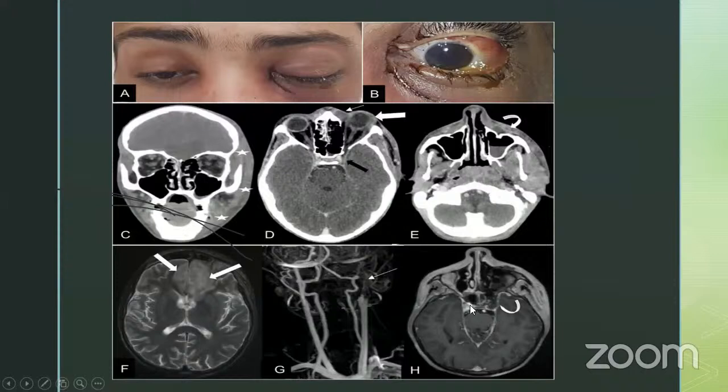In the same patient, we had cavernous sinus thrombosis. This is the normal cavernous sinus on the right side. On the left side, we don't see any enhancing normal cavernous sinus, suggestive of thrombosis. So this patient had mucormycosis with rhino-sinonasal involvement and cerebral extension. So he was taken up for surgery immediately.